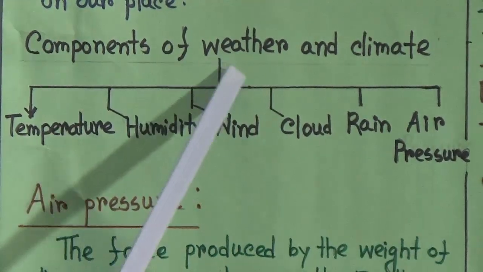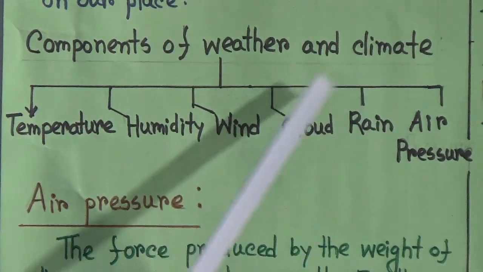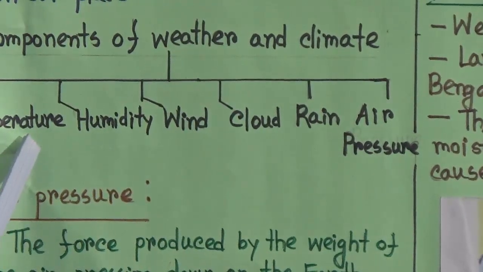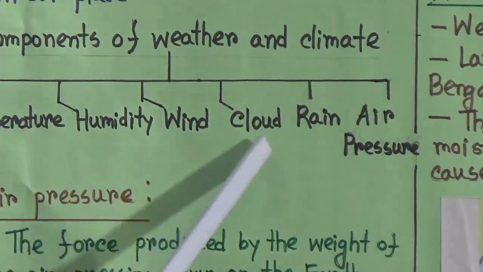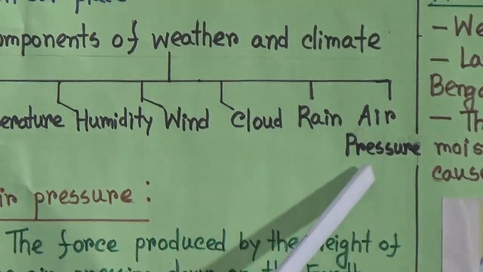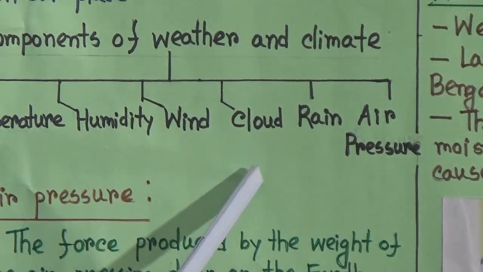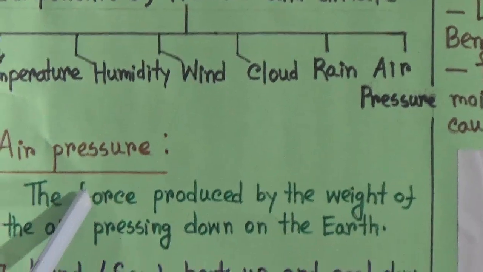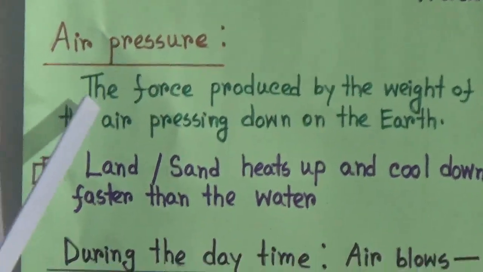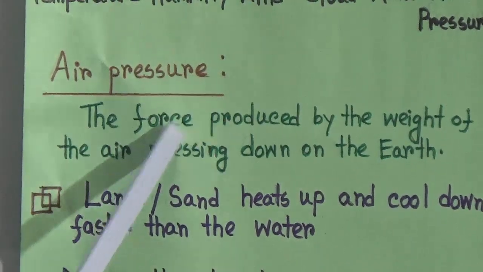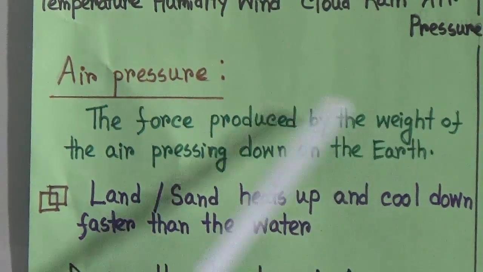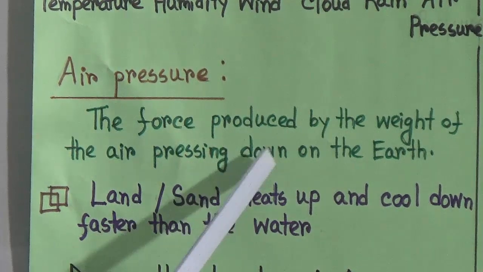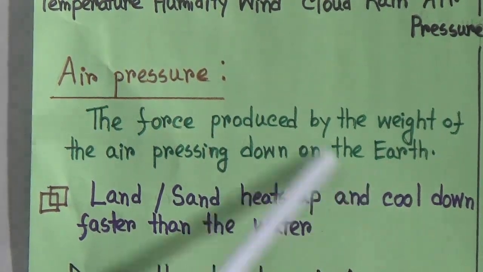Now the components of weather and climate. The components of weather and climate are the same. Temperature, humidity, wind, cloud, rain, air pressure, etc. are the components of weather and climate. Now we will discuss air pressure. What is air pressure? The force produced by the weight of the air pushing down on the earth.